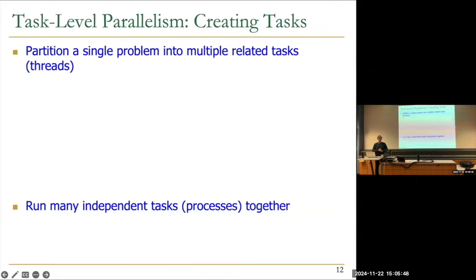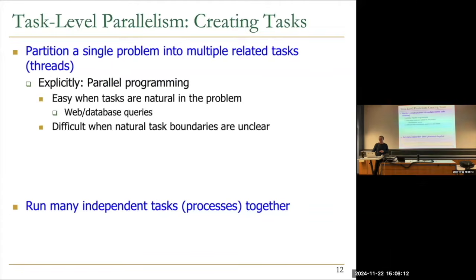So what is task-level parallelism? If you want task-level parallelism, you want tasks, clearly. And somebody needs to create those tasks. The more difficult problem is the first one. The easier problem is this one: you already have the tasks because they're different programs, processes, different jobs, for example, and you run them together on different processors. But let's take a look at the first one first. You want to partition a single problem into multiple related tasks or threads. You could do this explicitly using parallel programming. This is easy when tasks are natural in the problem, and you can easily divide things into threads. This is difficult when natural task boundaries are unclear. Loops, for example, could be parallelizable.